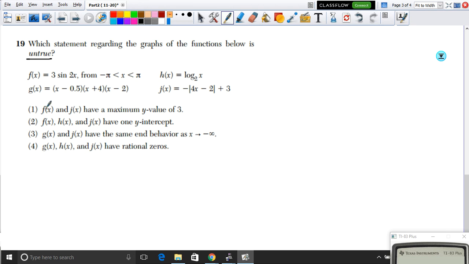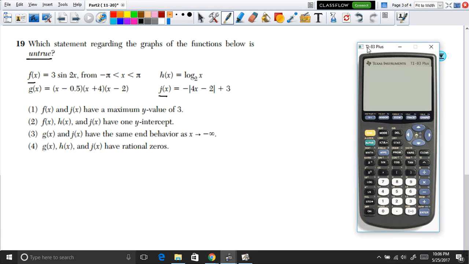The first statement says f of x and g of x have a minimum y value of positive 3. Now f of x is right here, and g of x is right here. Notice that the amplitude is 3, so it does have a maximum value of 3. So we know that f of x does have a maximum value of 3. If you don't believe me, you can just graph this. You can graph it and you will see it real quick.